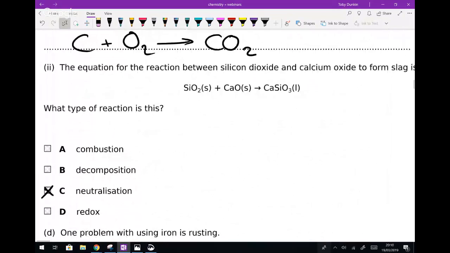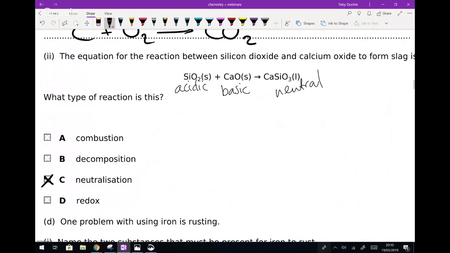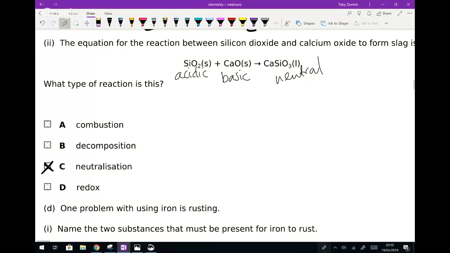Right. Here's our slag formation. So here is our acidic sand, acidic silicon dioxide, and our basic calcium oxide, and we're forming neutral calcium silicate. So the reaction type is neutralization.